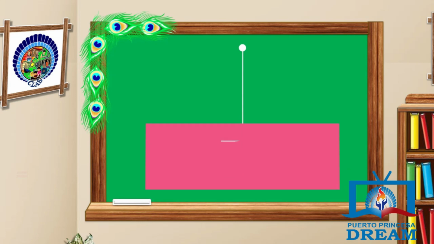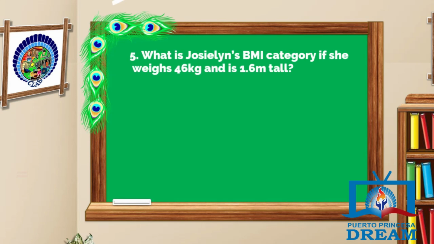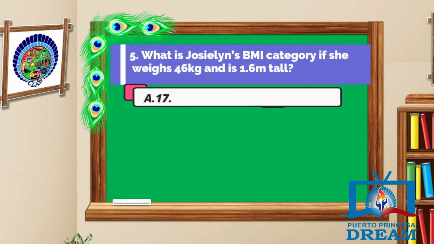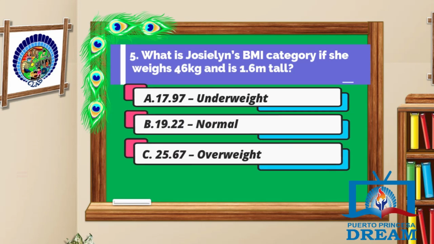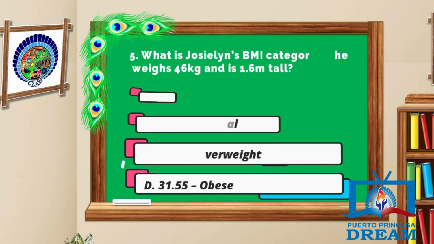Number 5. What is Jocelyn's BMI category if she weighs 46 kg and is 1.6 meters tall? A. 17.97 underweight. B. 19.22 normal. C. 25.67 overweight. D. 31.55 obese.